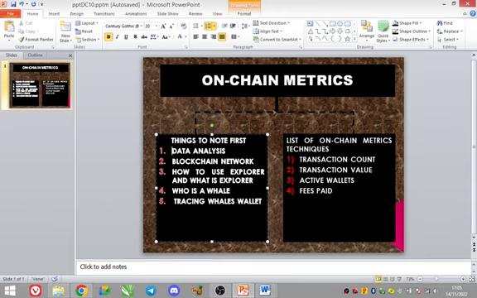Before we move into the techniques that we can use to track these on-chain metrics, I would love you to know things to note first. Now we have data analysis. Data analysis just means the information that we can use to track other people, the information about maybe one particular address or maybe one particular blockchain, all of that. Now we have your blockchain network.